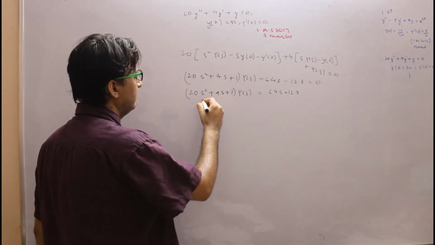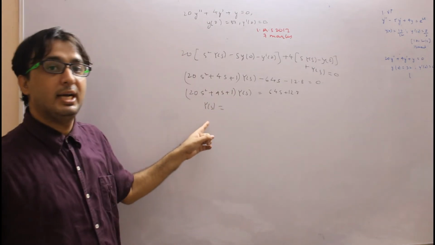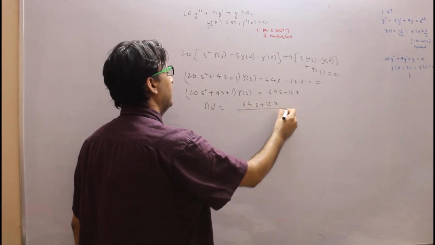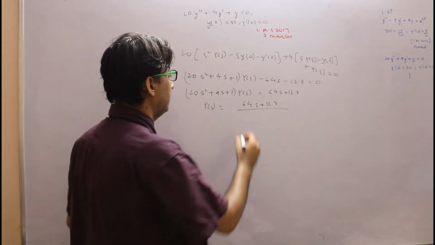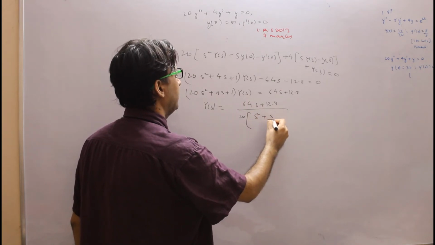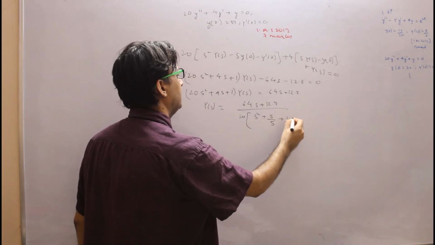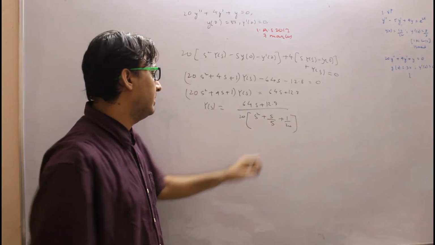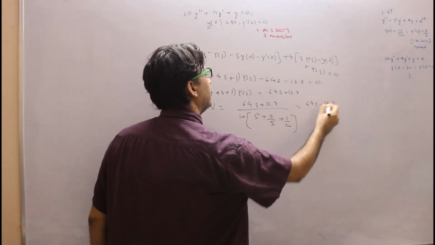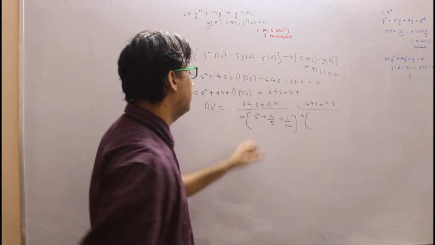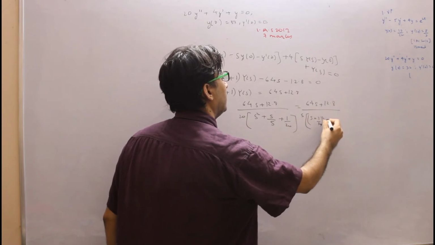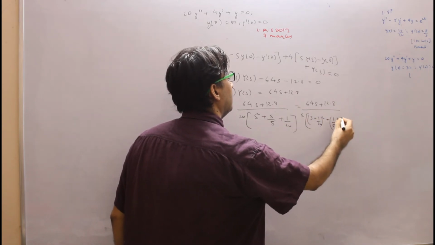Okay, now we can write y of s as 64s plus 12.8, and we can factorize it by taking 20 as common. So we get s square plus s by 5 plus 1 by 20. If we write it as a complete square, what we get is our answer as 64s plus 12.8 divided by 20, and this can be compared as s plus 1 by 10 whole square plus 1 by 5 whole square.